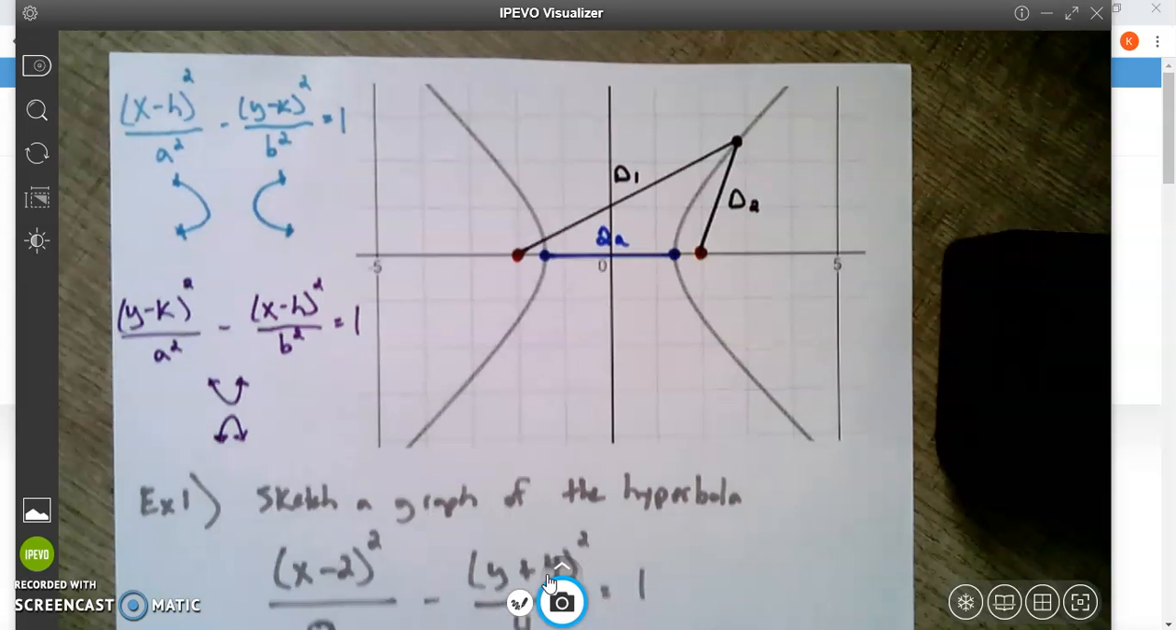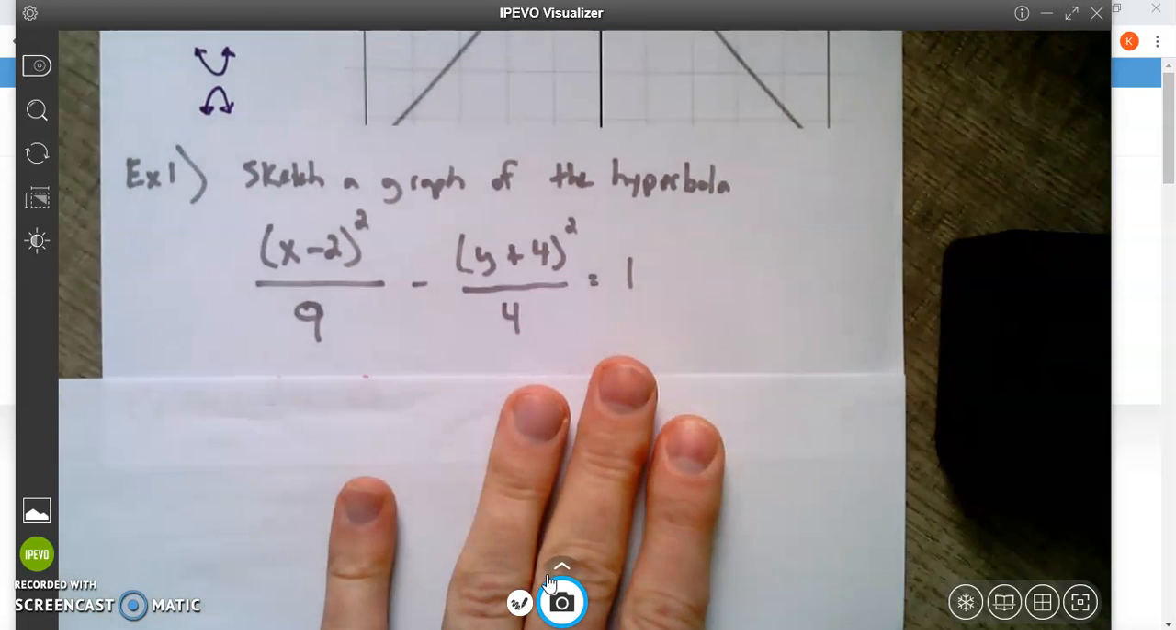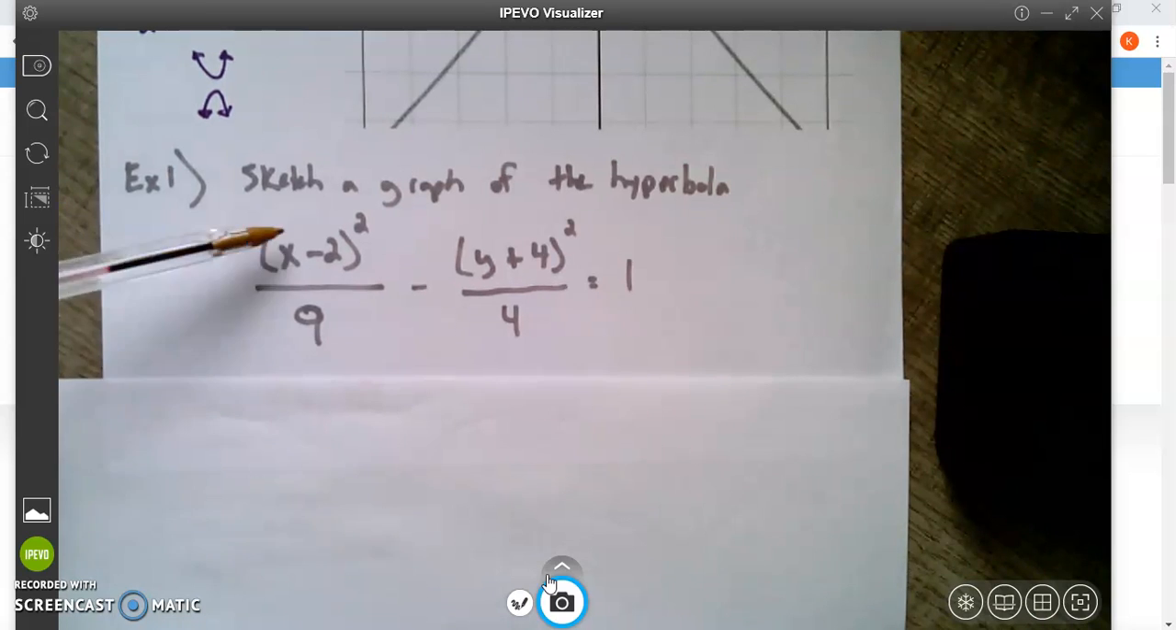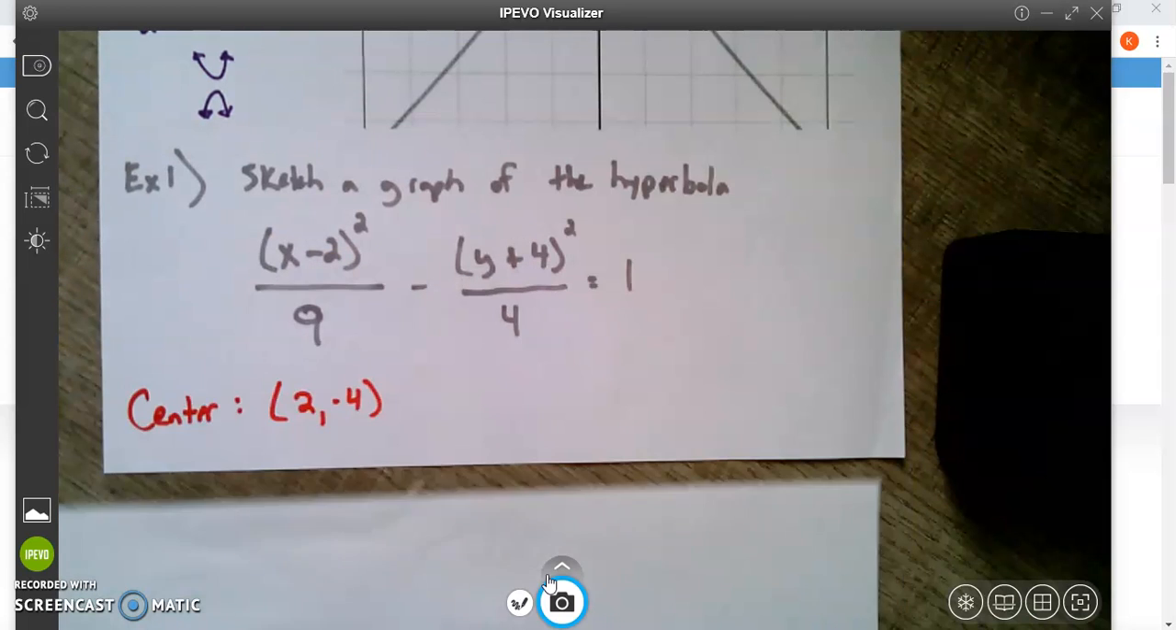There should be 2 videos for this. Getting a little ambitious here. You guys got a whole week, though, to handle this. Let's sketch a graph of the hyperbola. Okay, you've never seen this before. This is new. I don't expect you to hit pause and just rip through this right now. This is a little different, but one thing remains the same: the center. The center of this hyperbola is at a positive 2, sign flip, negative 4.